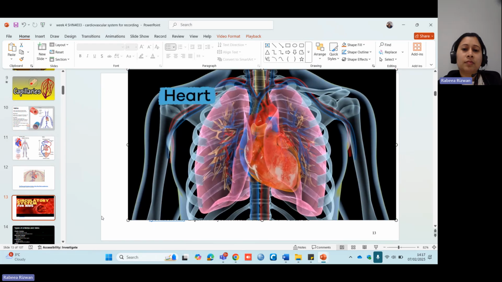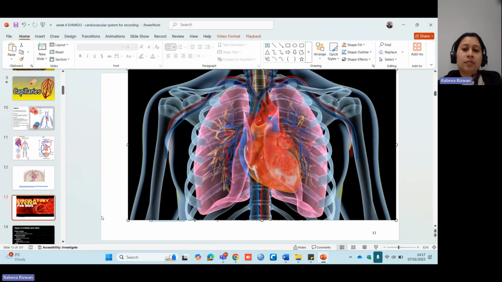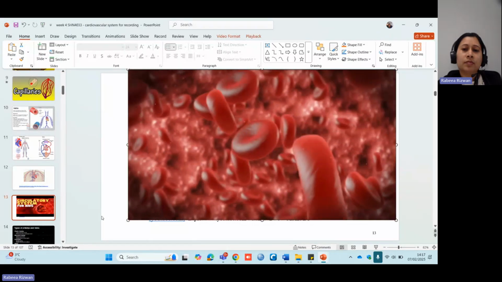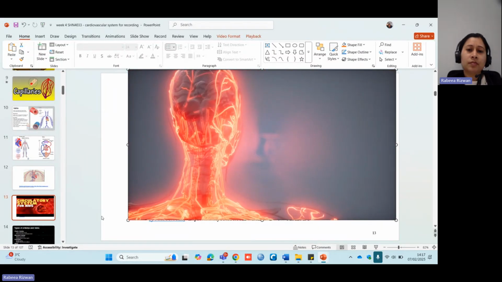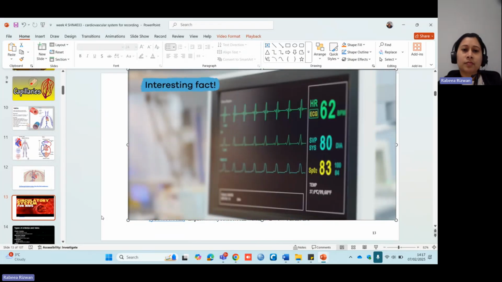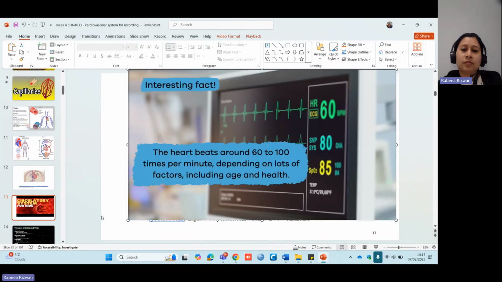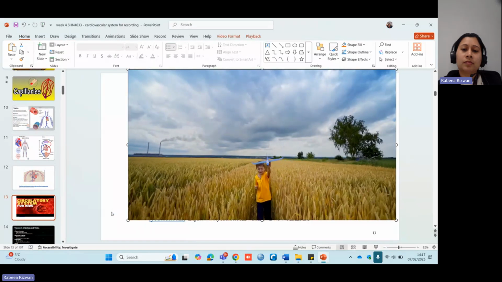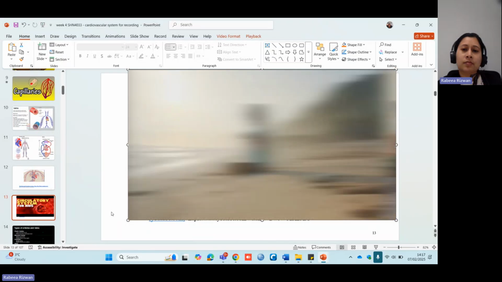Let's start with the heart. Located between the lungs, just to the left, is the heart. We already mentioned that it pumps blood into the rest of the body. But here is an interesting fact. The heart beats around 60 to 100 times per minute, depending on lots of factors, including age and health. And your heart may beat faster or slower, depending on what your body needs at the time.